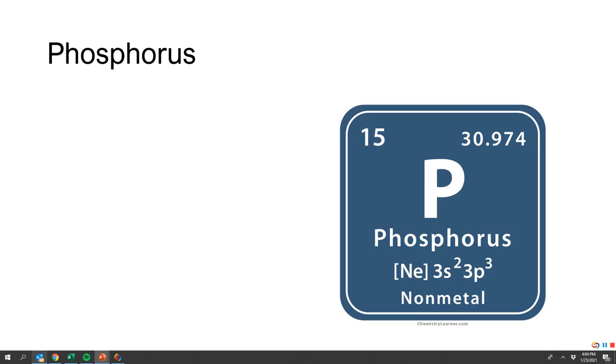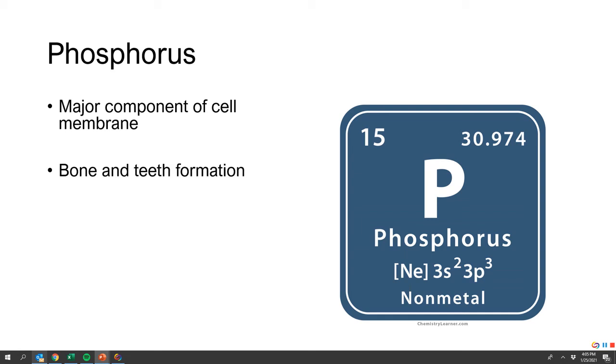Okay, next we've got phosphorus. Remember our cell membranes are made up of a phospholipid bilayer. And so if my cell membrane is made up of phosphorus, we need phosphorus. It also is similar to calcium in that it helps make up bone and teeth. Generally, if something affects calcium, it affects phosphorus as well.